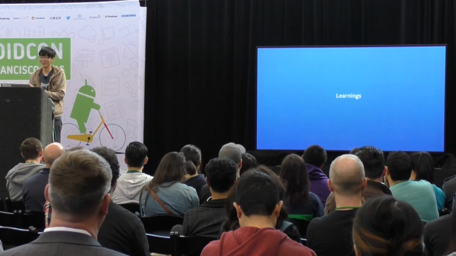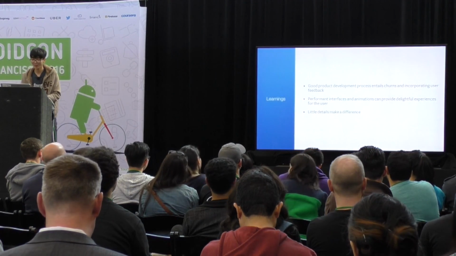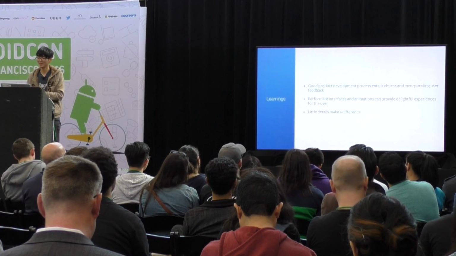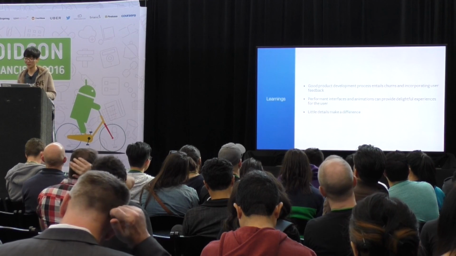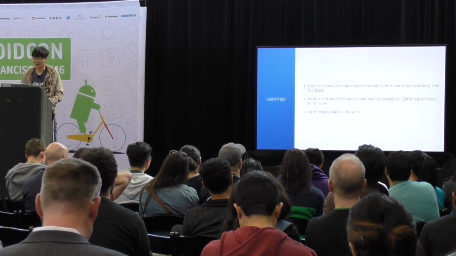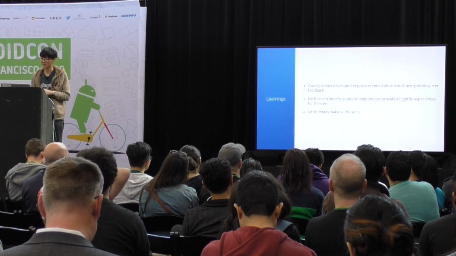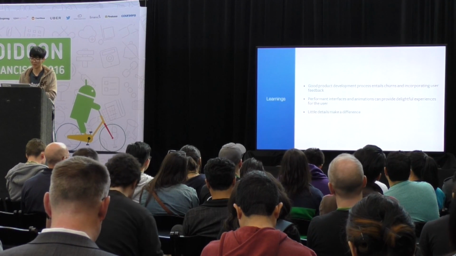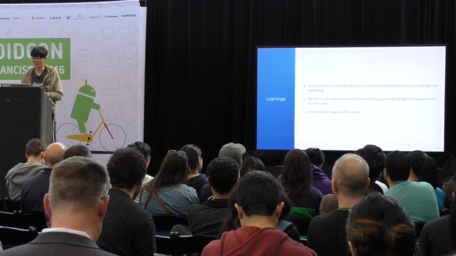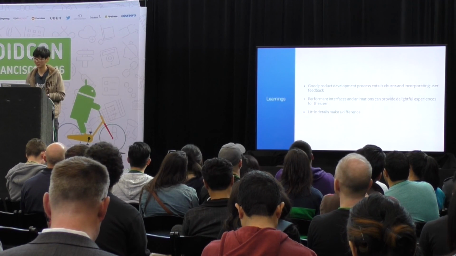Now, to sum it all up, what have we learned? We learned about what the Immersive Viewer is and how the team at Instagram approached building this new surface in the app, going through different product churns and incorporating user feedback. We also learned that performant interfaces combined with animations can provide really delightful experiences for the user. And last but not least, we learned that little details can make a big difference in the overall quality of a product.